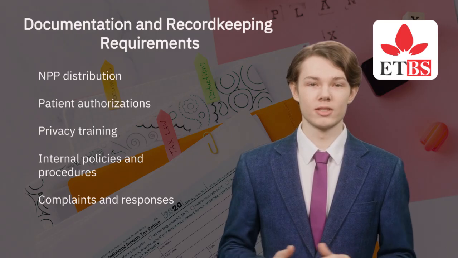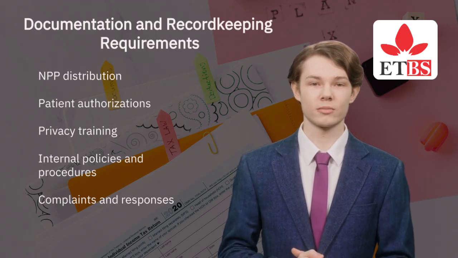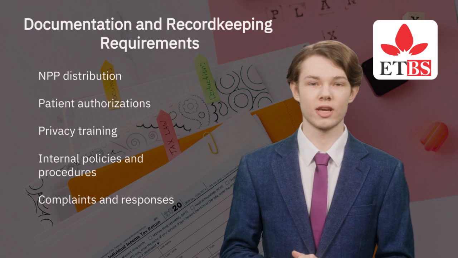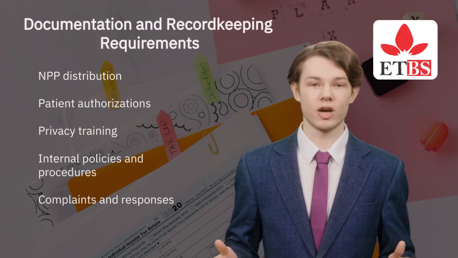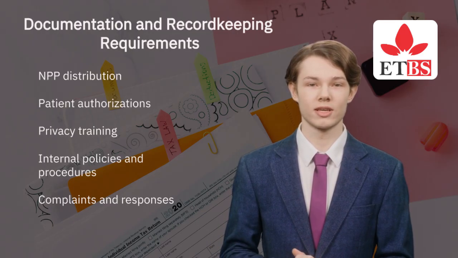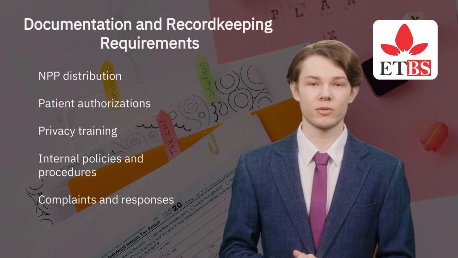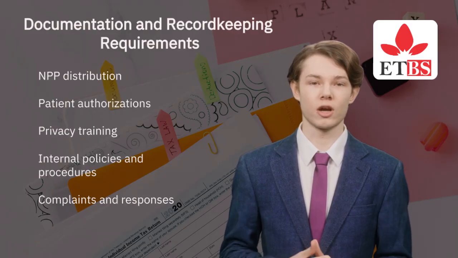9. Documentation and record-keeping requirements. Covered entities must maintain documentation of NPP distribution, patient authorizations, privacy training, internal policies and procedures, and complaints and responses. These records must be retained for a minimum of 6 years under HIPAA law.